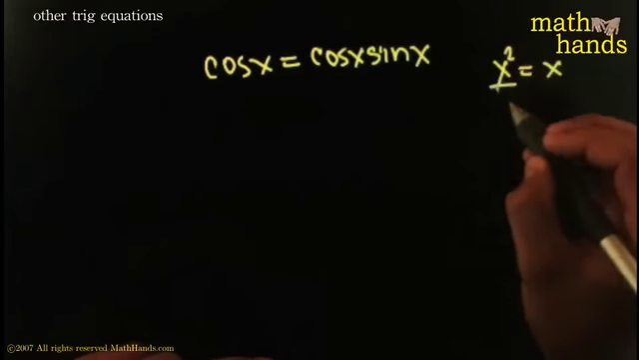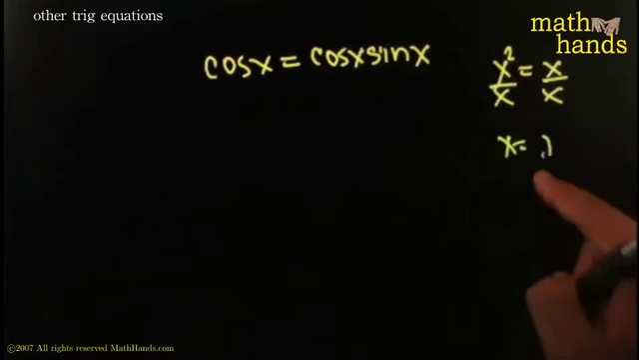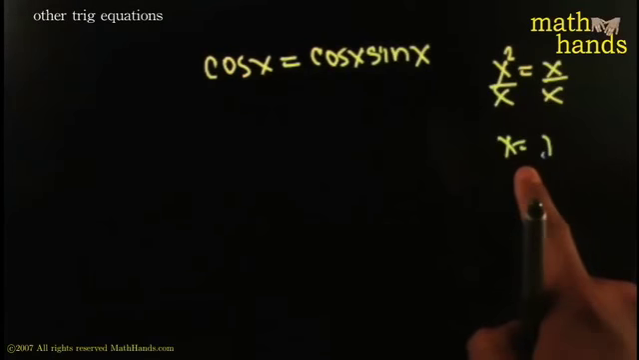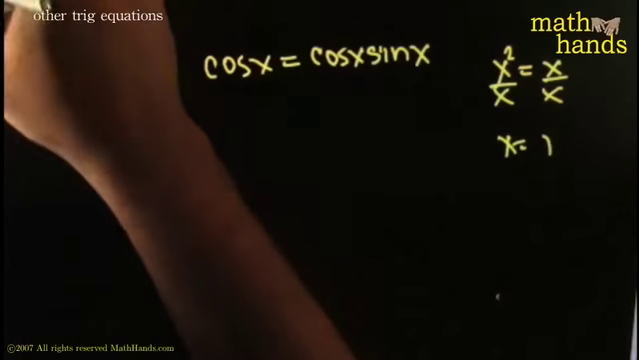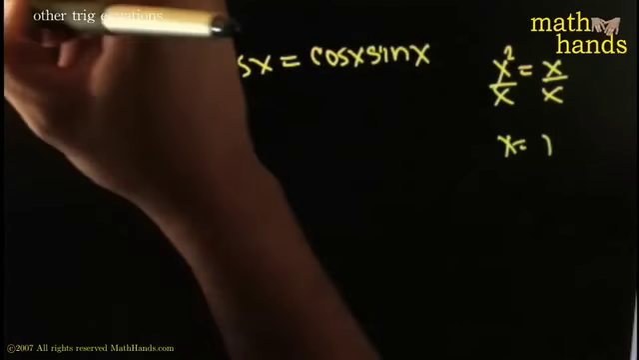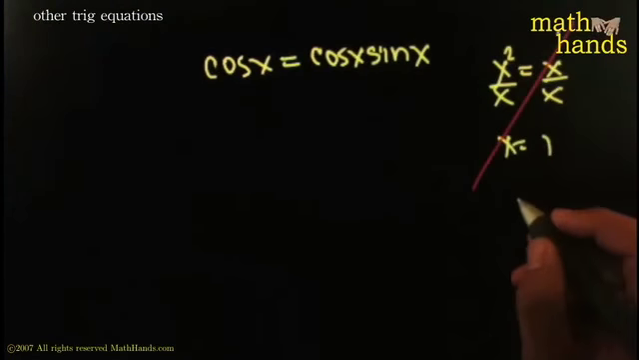If you go on and divide both sides by x and kill one of these, that just leaves you with x equals 1, and that gives you just one solution. What you've done here is thrown away the other solution. Here's what you should be thinking instead. So this would not be a good idea.